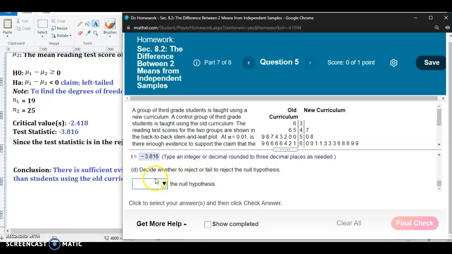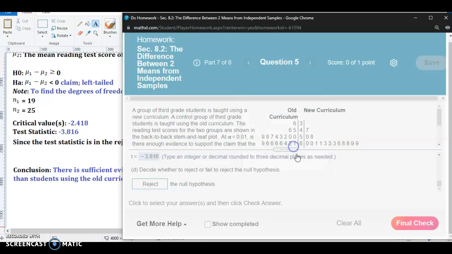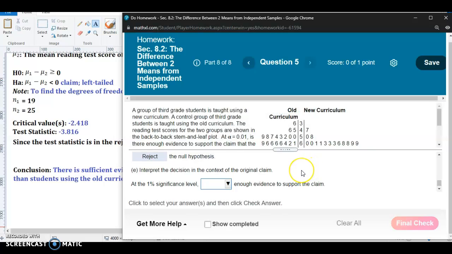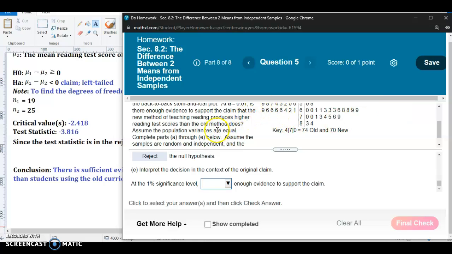Okay, so part D asks you to decide whether to reject or fail to reject the null hypothesis, so we reject. And then we need to state some sort of conclusion in the context of the original claim, which, remember, said: is there enough evidence to support the claim that the new method of teaching reading produces higher reading test scores than the old method does?